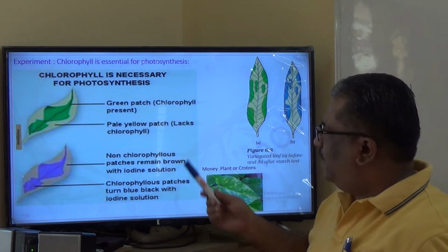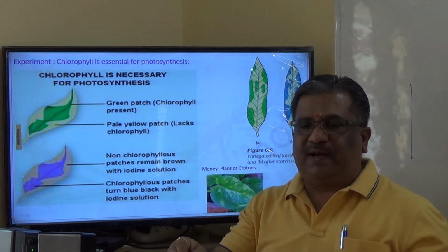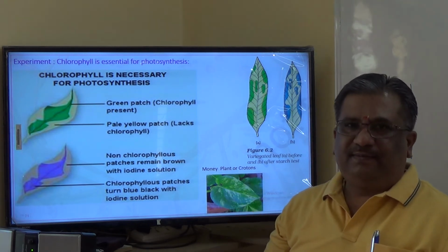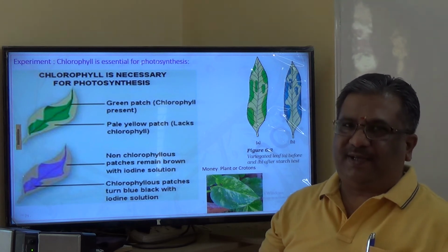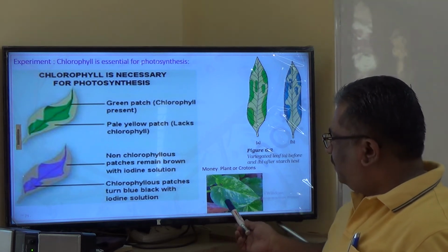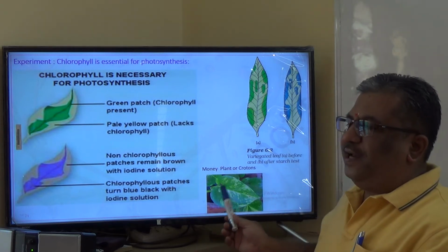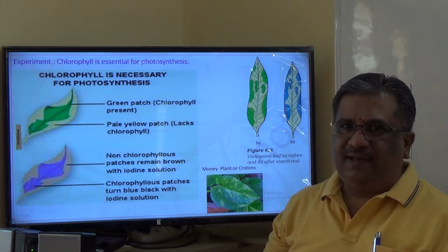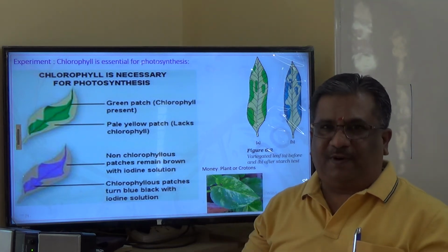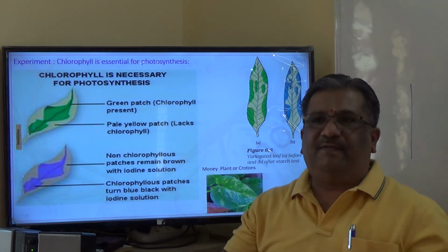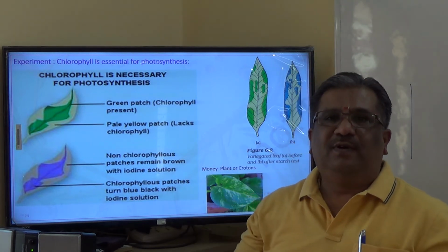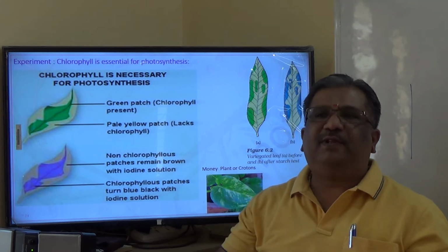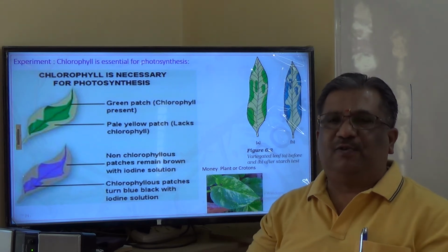Fine. You put the leaf which was earlier put into the boiling water. Now you put that leaf into the alcohol. What happens? Decolorization takes place, meaning the green part of the leaf will get decolorized. You got it? That means all the pigment has been removed over there. Now you take that leaf and put it into a solution of iodine. It should be a dilute solution of iodine. You put the leaf into a dilute solution of iodine.